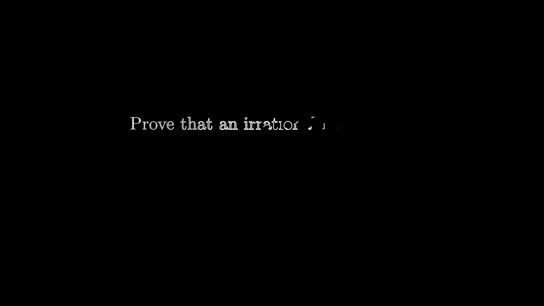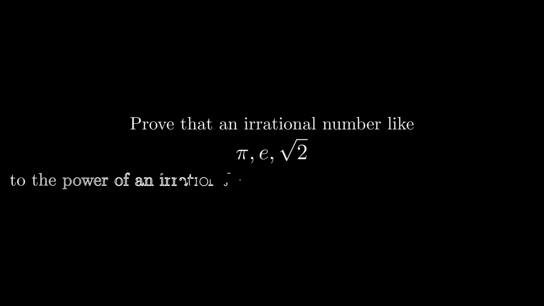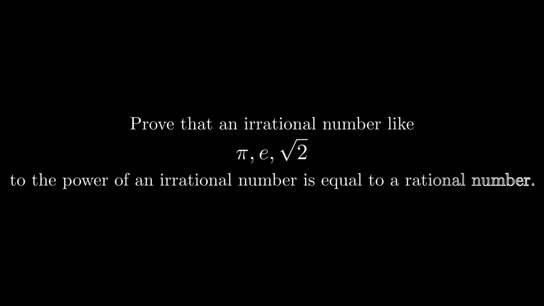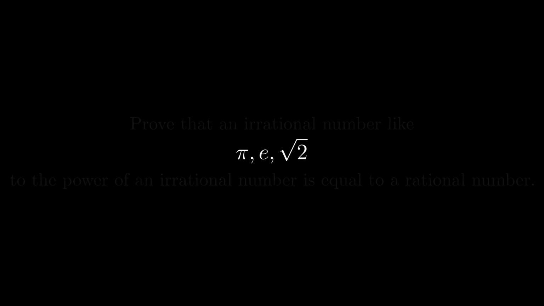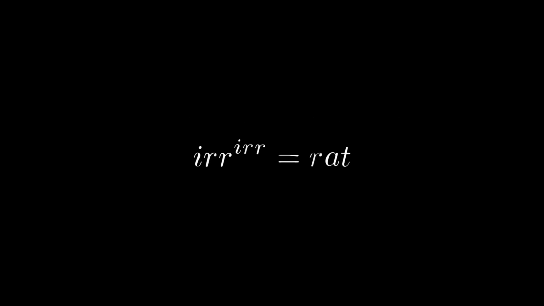Let's say I come to you with a task. Prove that an irrational number like pi, e, or the square root of 2 to the power of another irrational number is equal to a rational number. Or in other words, prove that there exist two irrational numbers, a and b, such that a to the power of b is rational. But this seems odd when looking at it.